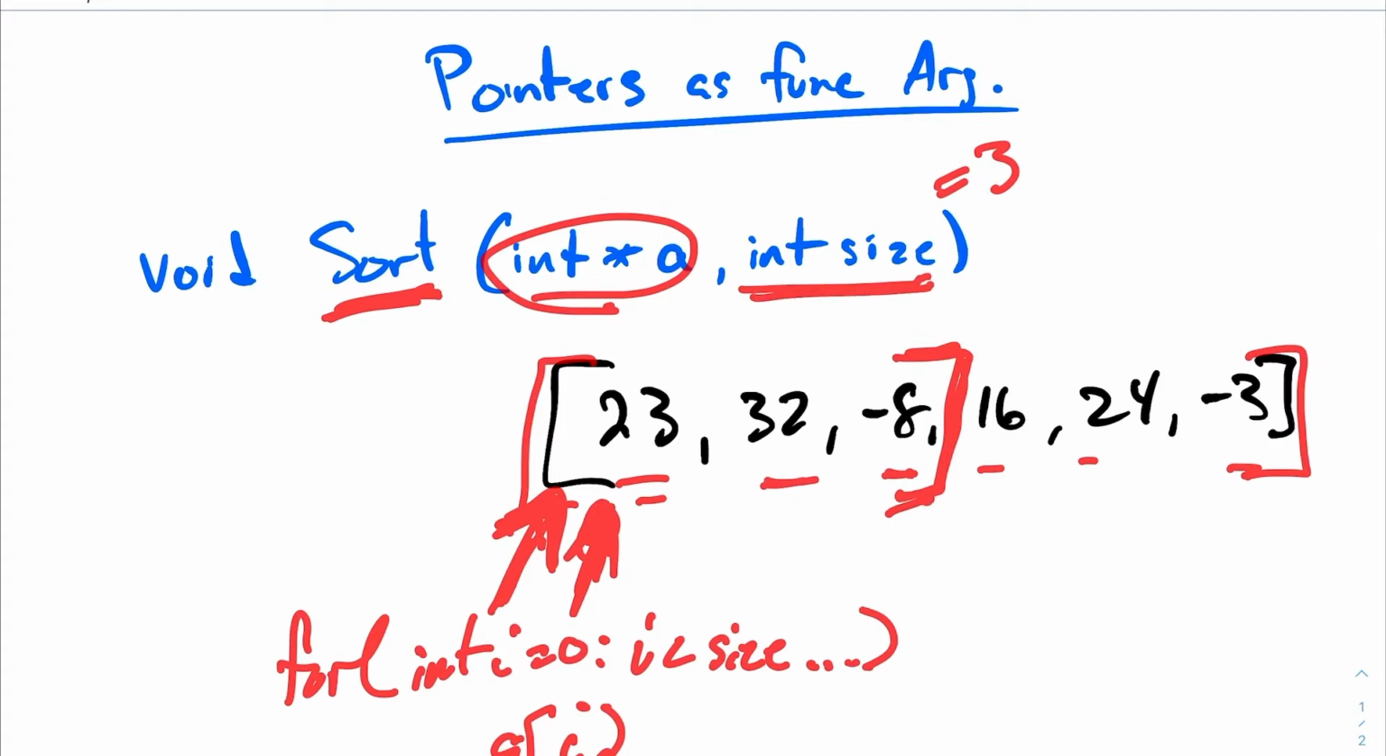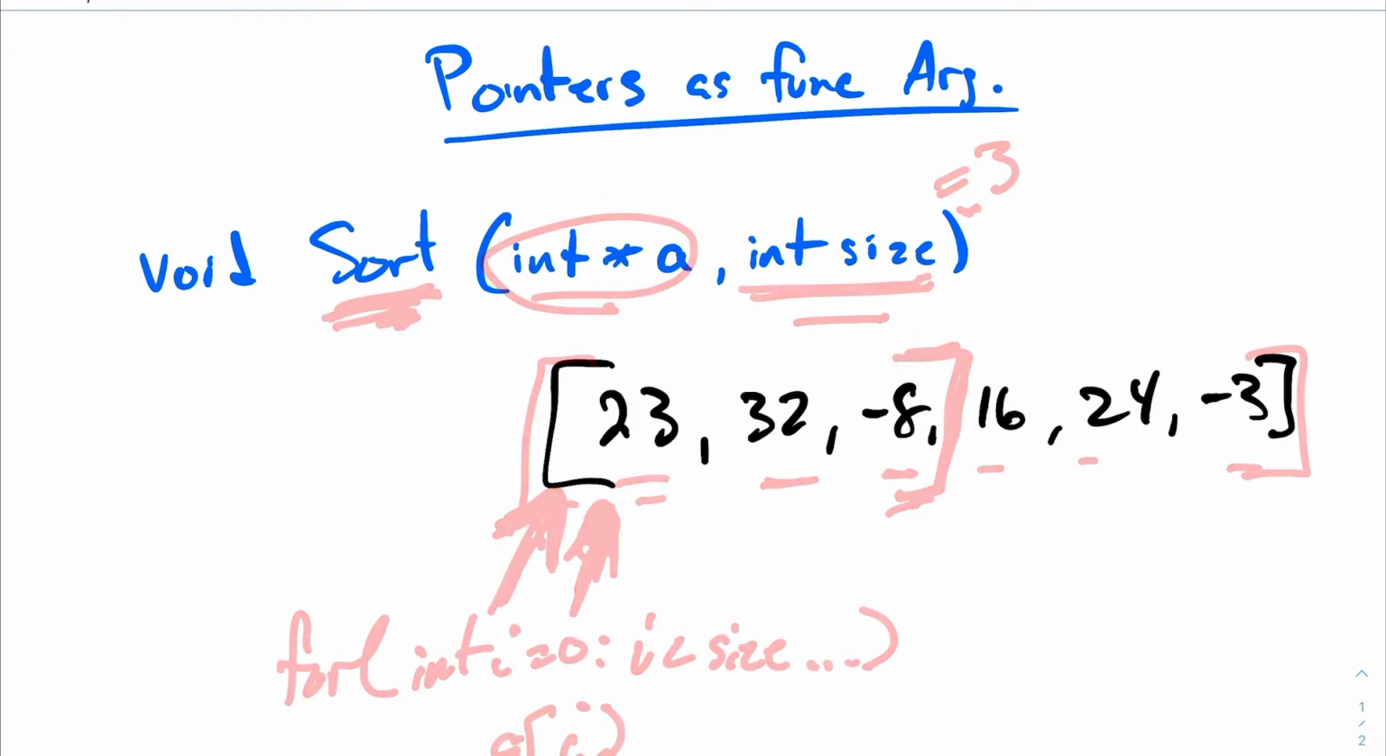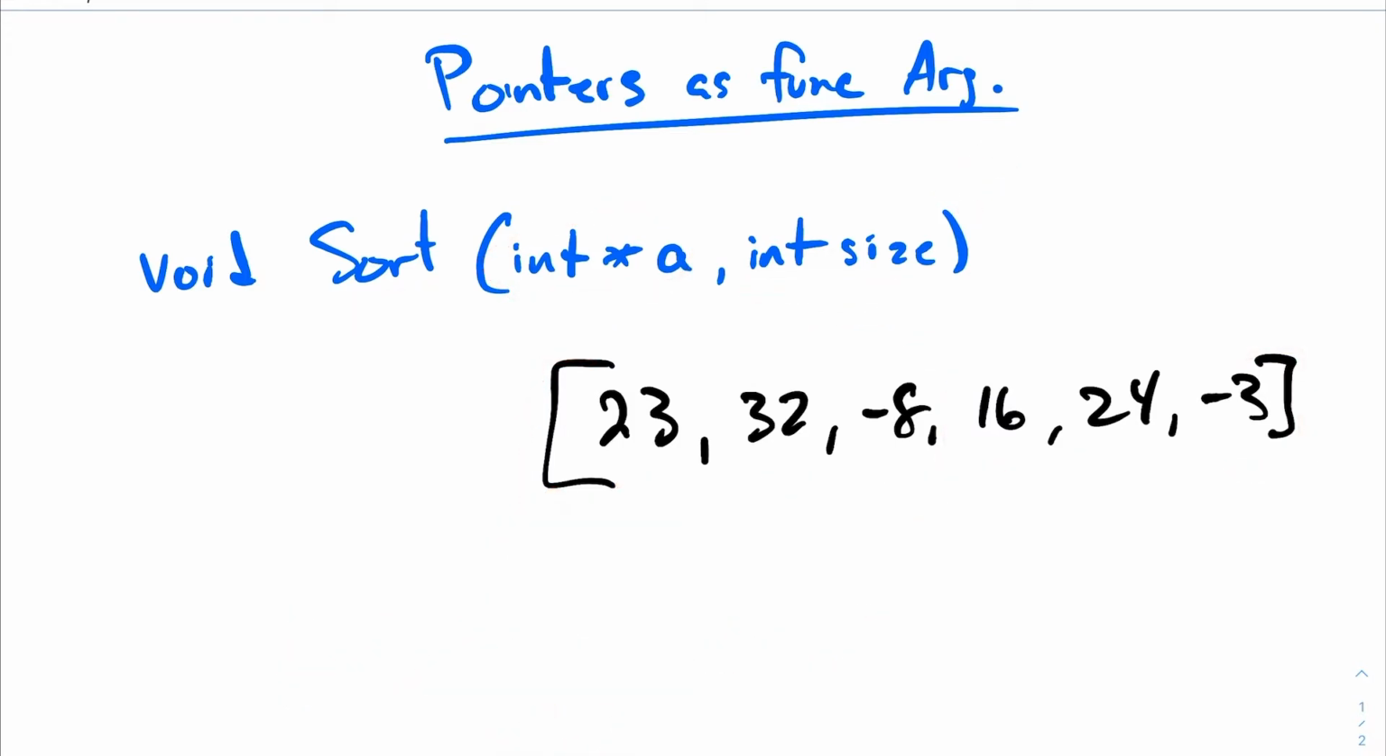If I only want to sort the first 10 elements, I could say the size is equal to 10, or whatever method I want to use, which is really interesting because we're kind of tricking this function into thinking that this array is actually smaller than it is, when in reality it's not.